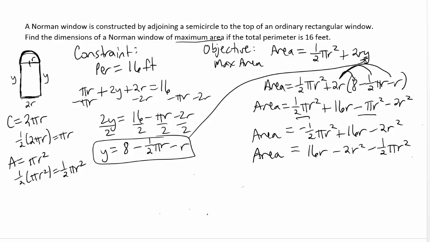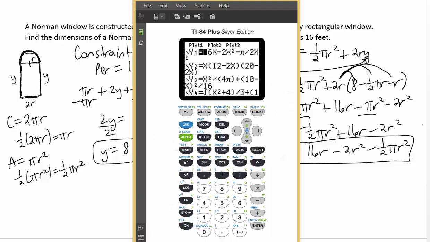So how would you do that? Well, you would take this whole big area function right here, and you would need to type it into your y equals and graph it. So let me pull up my calculator. Hopefully this works. I have a bunch of stuff in here, but if you look at y1, I have typed in 16x minus 2x squared minus pi over 2x squared. So that's exactly this formula, but I used x's instead of r's, and that's because the calculator only lets me use x's here.